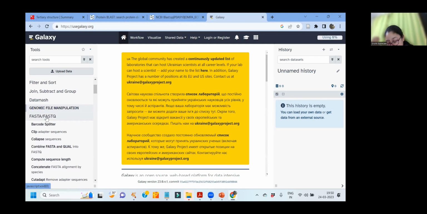Suppose you have a file in a particular format and you need to change it. Now you have a FASTA file, you wanted to change it and you don't have that available. So you have to convert it or modify it. That is where Galaxy comes in.